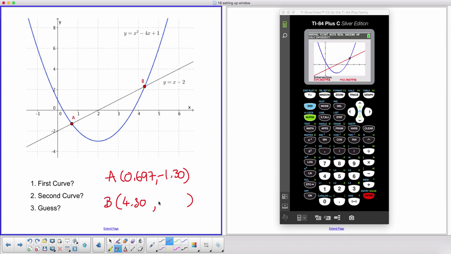4.30, 2.30. As we've found, both the x and the y coordinates are the points where these two curves intersect.